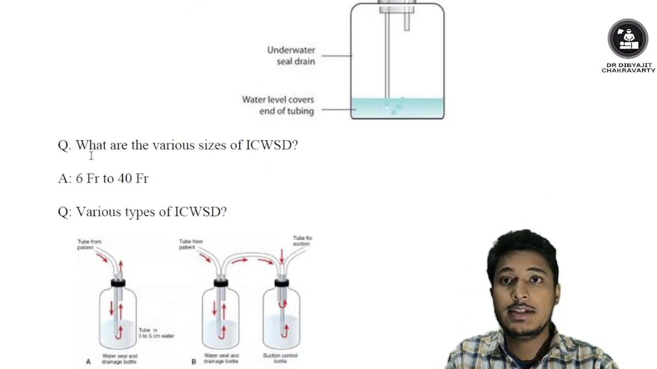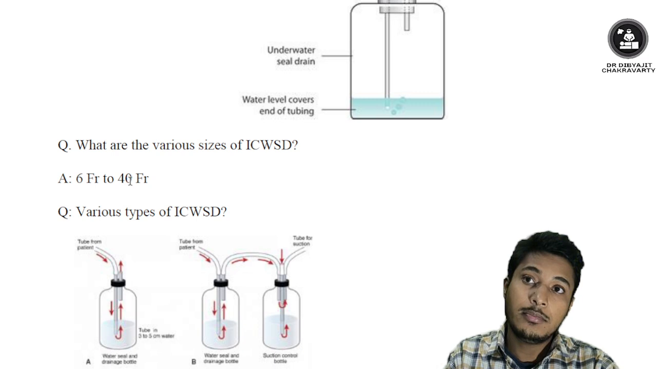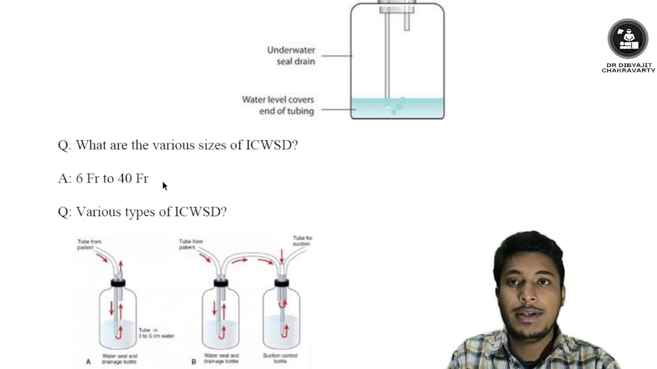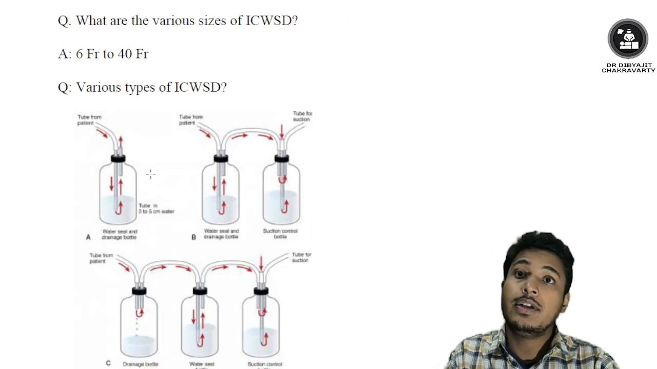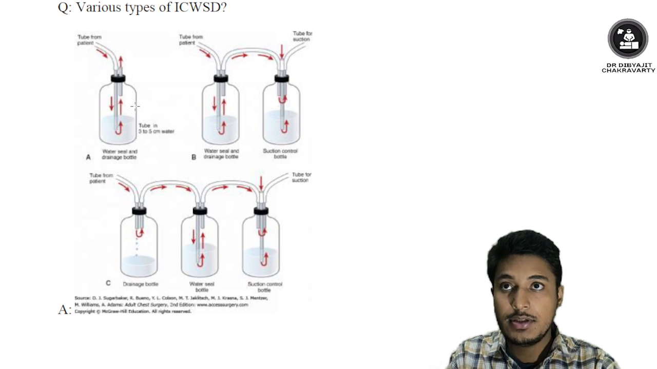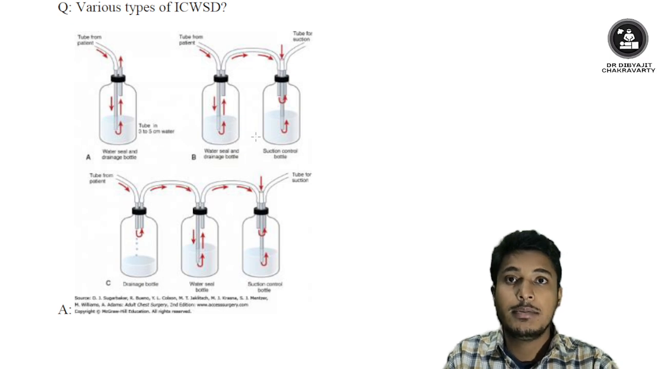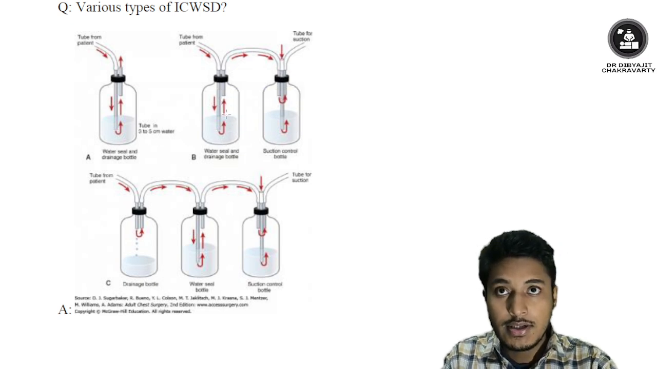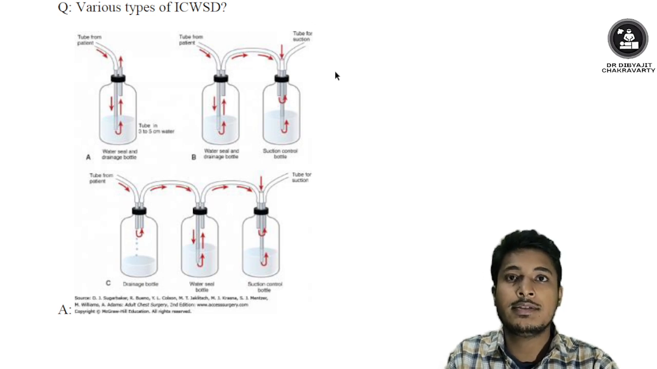And regarding the size, what are the various sizes available for intercostal water seal drainage system? It starts from 6 French and may go up to 14 French or higher, depending on the indications, as we have already discussed previously. What are the various types of intercostal water seal drainage systems? It may be one bottle system, like we have discussed in most of the pictures. There may be two bottle drainage systems. Here, the fluid comes here and collects. Then again, the suction is placed in a second system.